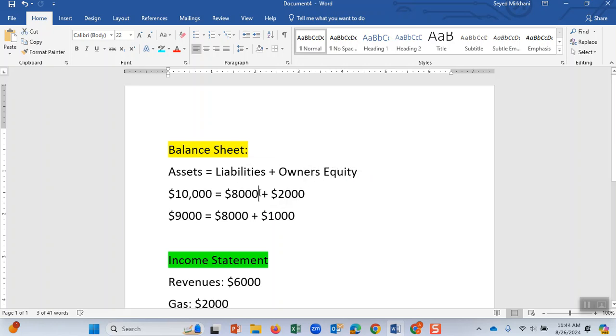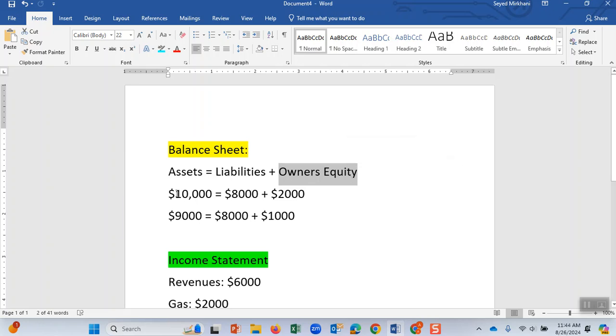This $8,000 is called liabilities, because liabilities are something that, let's say, if you don't pay it, they can take you to court. If this person has borrowed $8,000 from the bank, that is the liability. And the equity of this person is $2,000. That's his or her down payment.